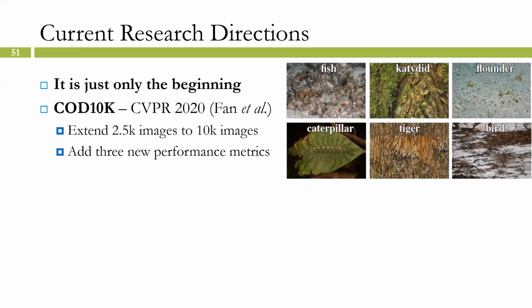Okay, so is it the end? Is it the end of the story? Now we know that we worked on salient object detection, and now we carry on to the very nice problem of camouflage object segmentation. Is it the end? The answer is no. It's only the beginning. Right after we published the paper on camouflage, we had another paper in CVPR 2020. They proposed COD10K. This 10K here is just like the MSRA 10K I showed you in the previous slides, right? That group saw our work and said, wow, it's good to migrate from saliency to camouflage object segmentation. Then they extended our dataset from 2,500 images to 10,000 images, and added three new performance metrics into their work. And then they got one CVPR paper.